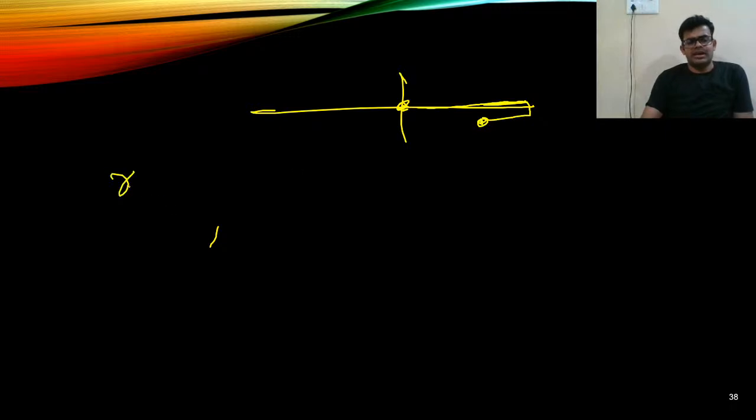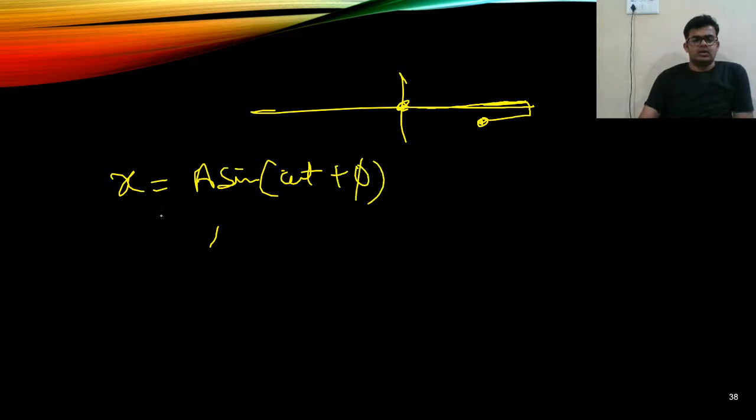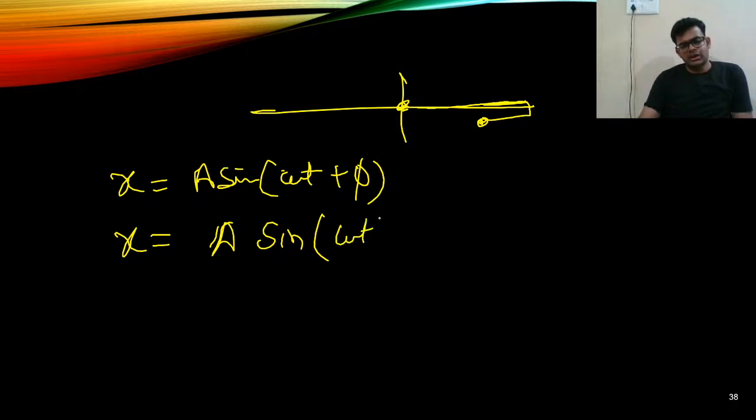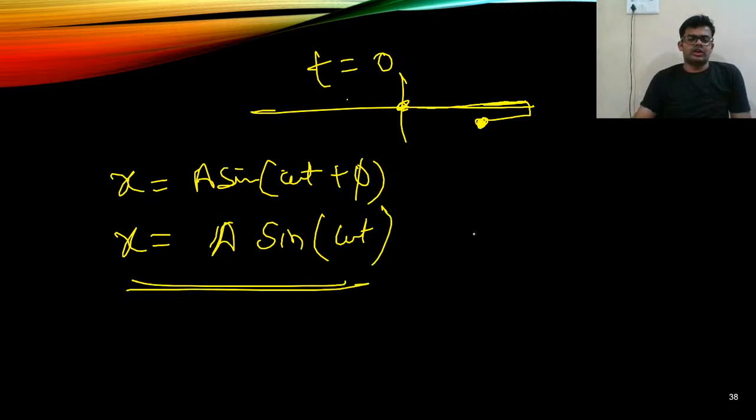So directly I will write x equals a sine of omega t plus phi. Here x is there, a is the amplitude, sine is there, and this is omega t simply. Let's say the particle is starting from t equals 0. The particle is starting from t equals 0, so then it will be like this only. That's all. So x equals a sine omega t.